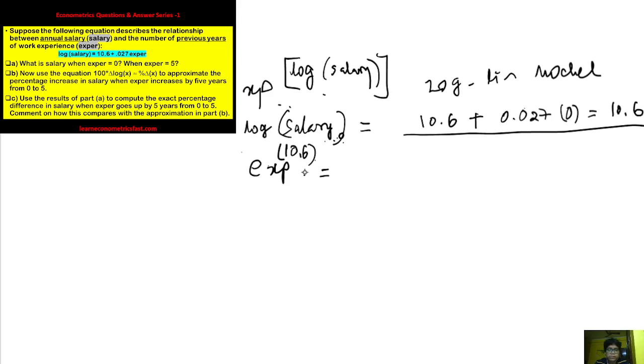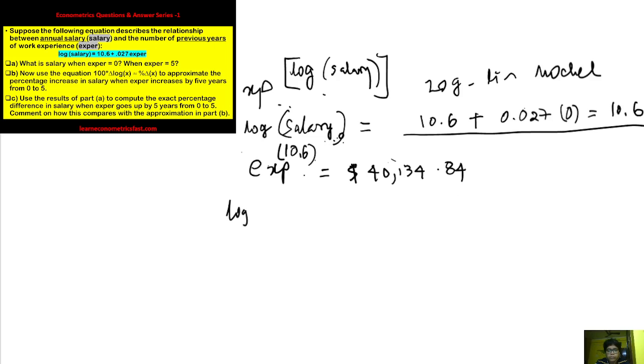So take the exponential of the log of salary value, that is 10.6, and we find this using any scientific calculator, or put the value in Google and it will give a value. This is quite simple. The value of exponential to the power 10.6 will be 40,134.84 dollars. Suppose you are using dollars.